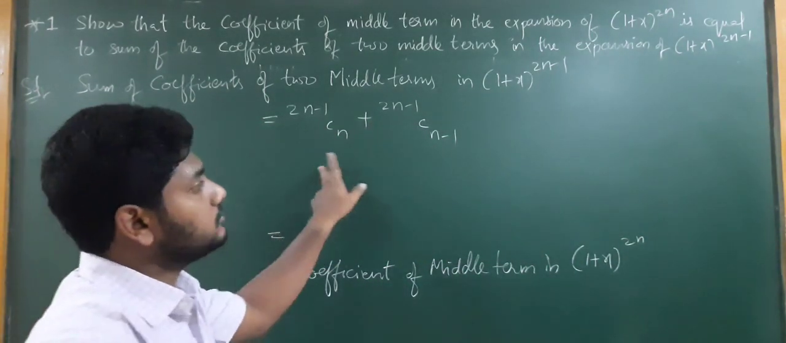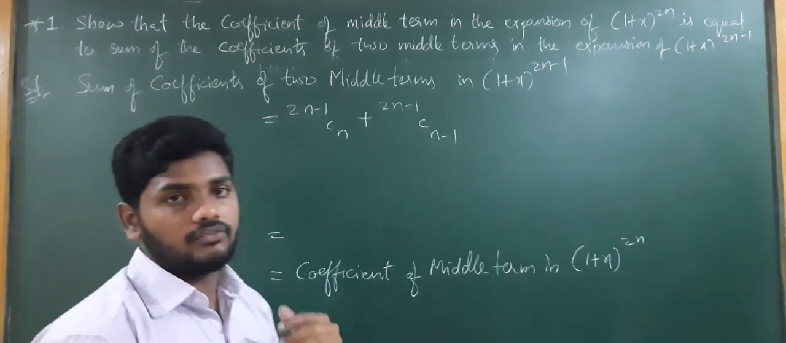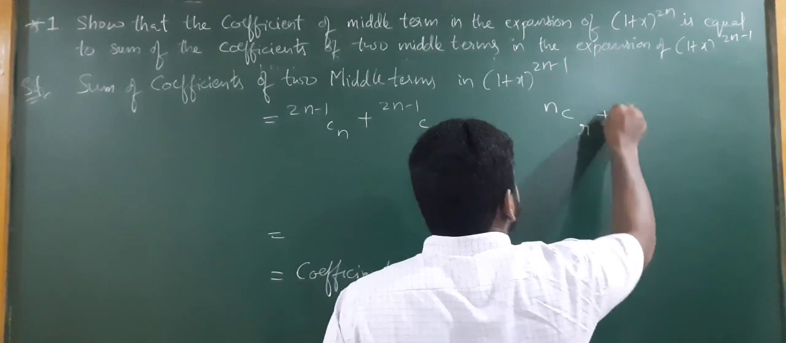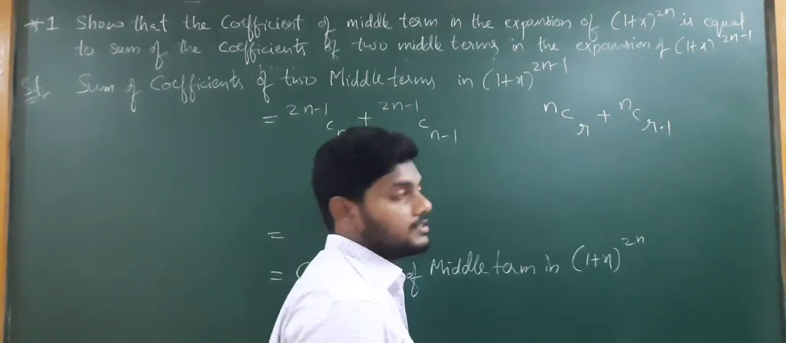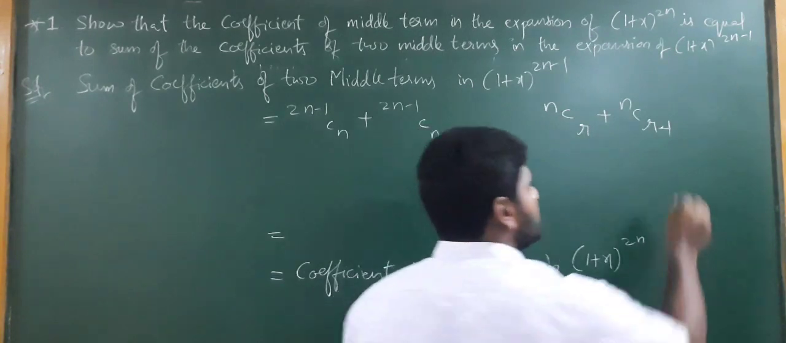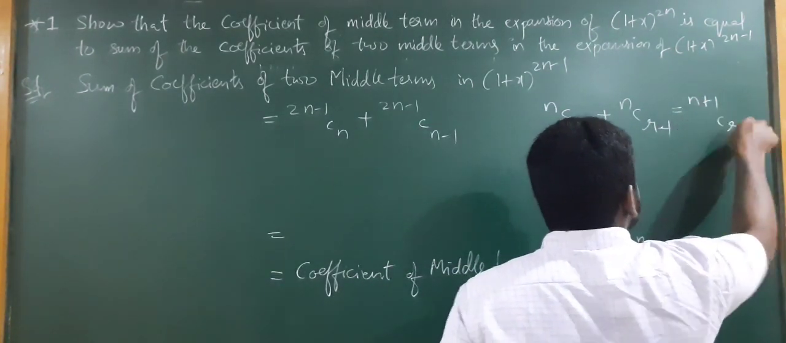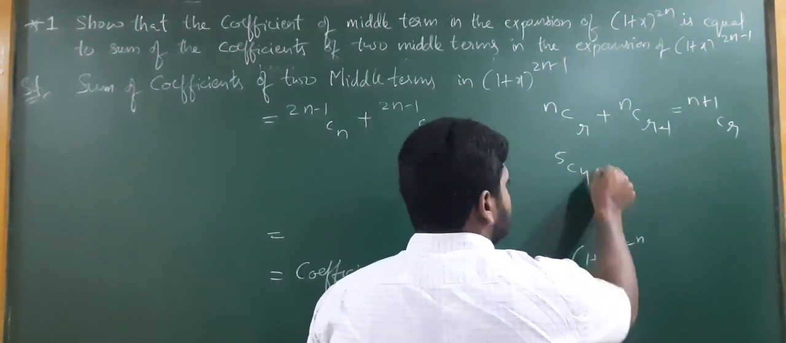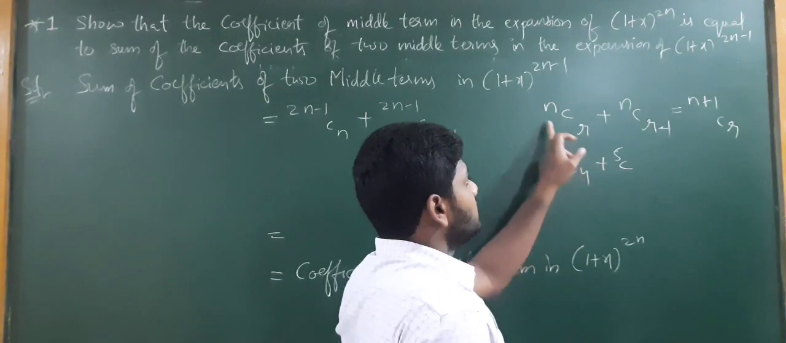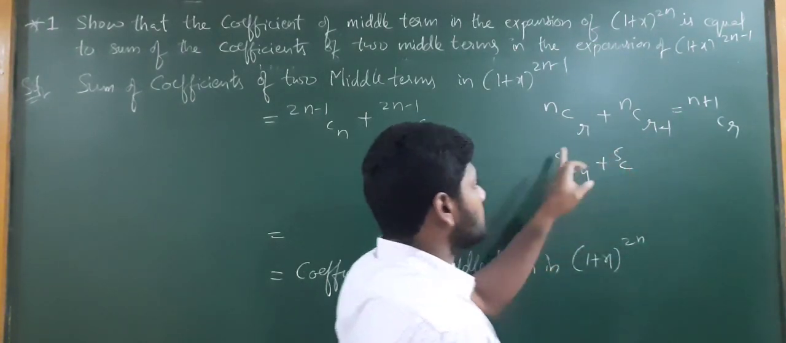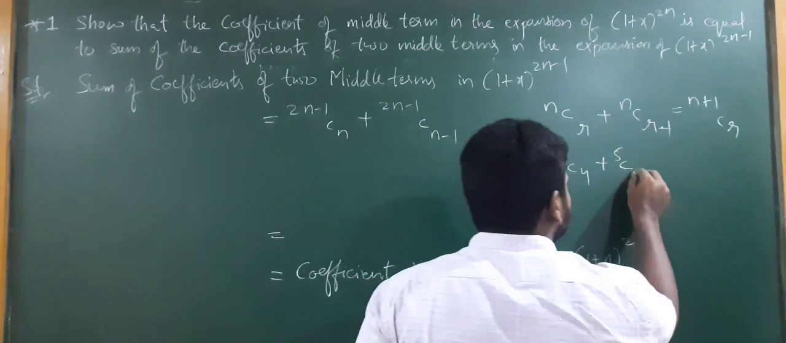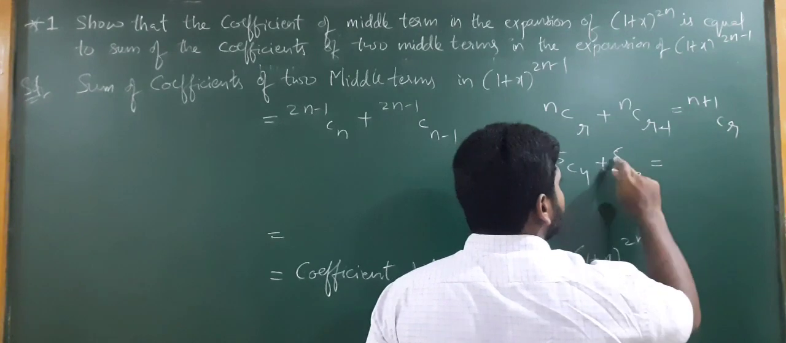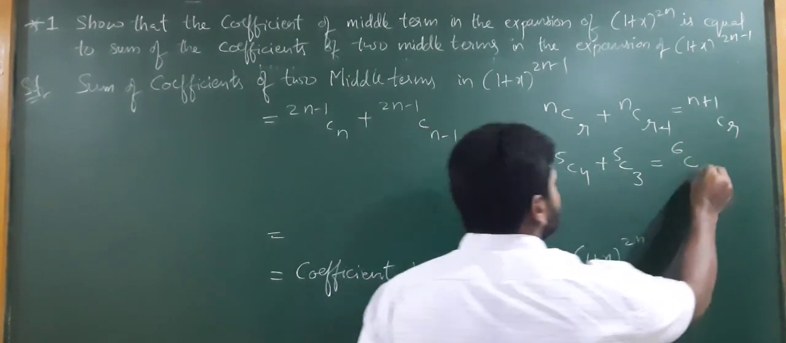Now how to add these two? See, while discussing the formulas of the binomial theorem, we have discussed nCr plus nC r minus 1. nCr plus nC r minus 1 is equal to n plus 1 Cr. If you have a doubt regarding this, you can check. For example, 5C4 plus 5C4 minus 1, nothing but 5C3, should be equal to n plus 1 Cr, nothing but 5 plus 1, 6C4. What is r here? 4.